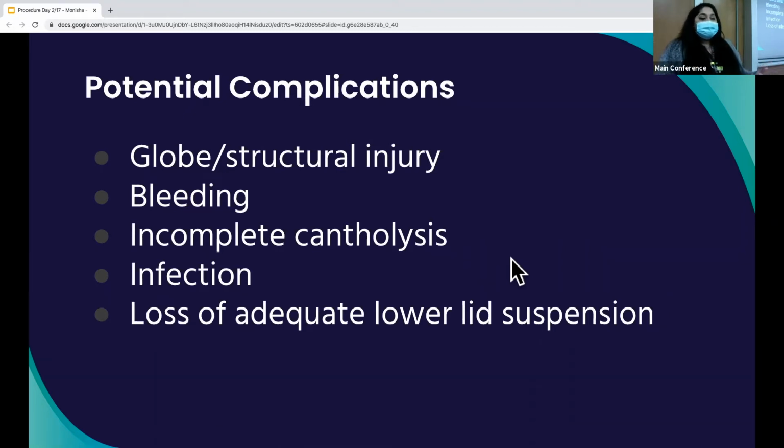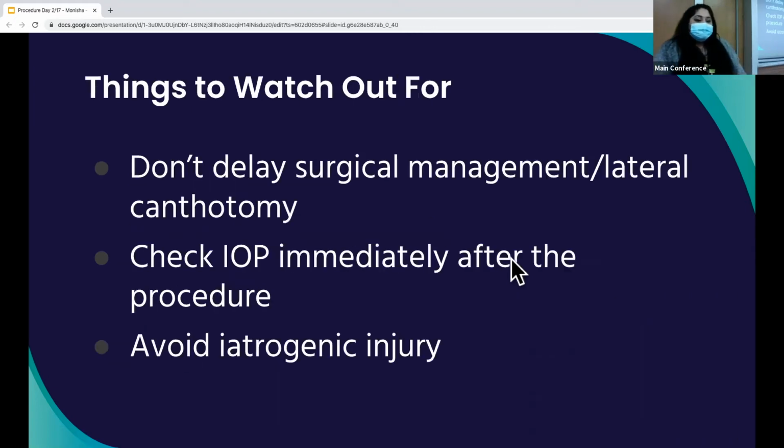Also, risk of incomplete cantholysis, which we covered by cutting the inferior crus or cutting the superior crus for extra pressure relief. Also, risk of infection with any kind of procedure that we do. Again, chlorhexidine, make sure it's as clean as possible. And the last is, if not repaired in time in the OR, or just in general, if you cut too many things, there is a risk of loss of adequate lower lid support.